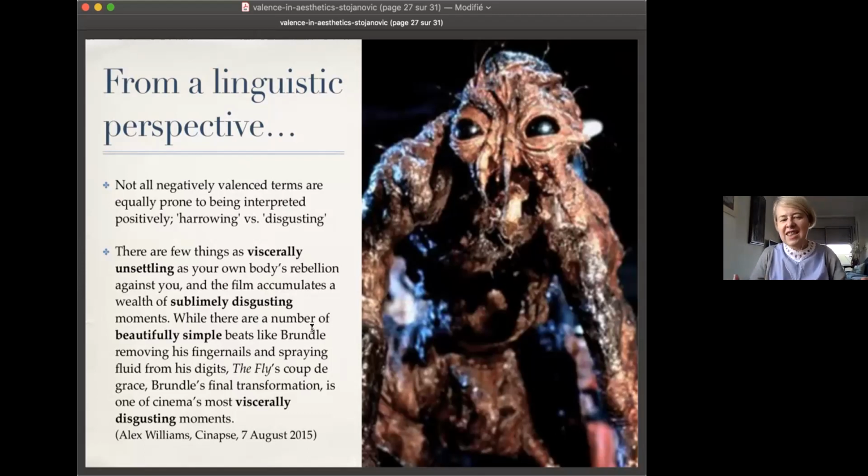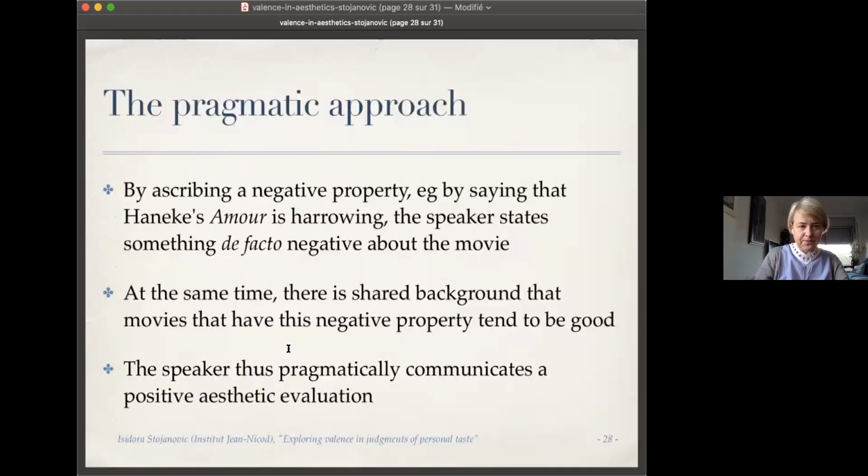And you can say that here, saying that it's one of the most viscerally disgusting moments is taken to be a very positive evaluation of the movie. But what I want you to observe is that turning disgusting into a positively valenced evaluation is something that requires some effort, quite some effort.